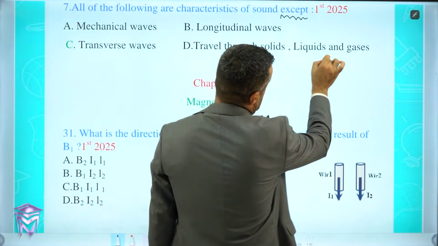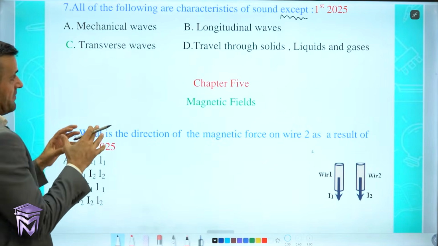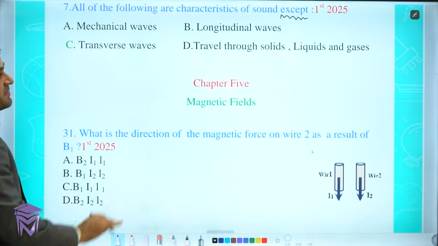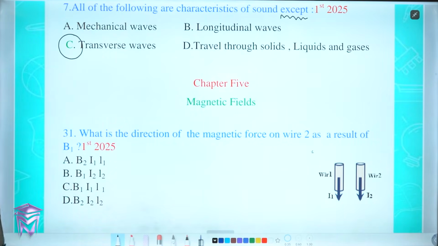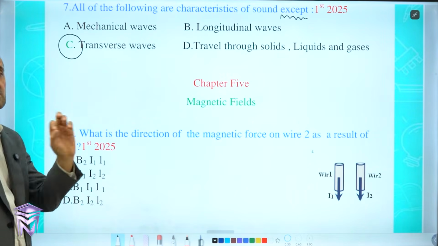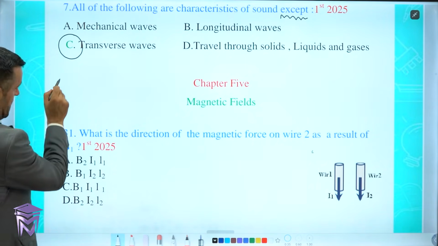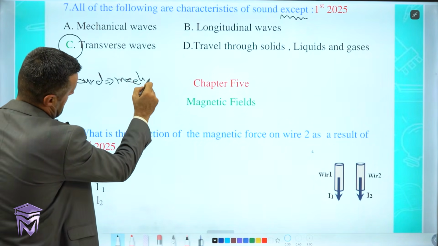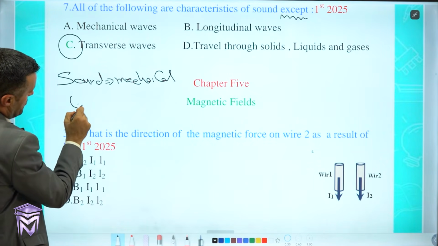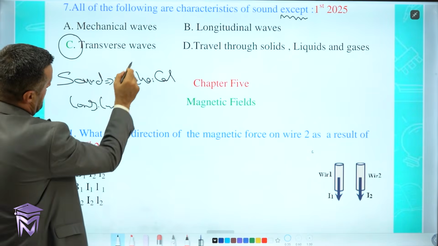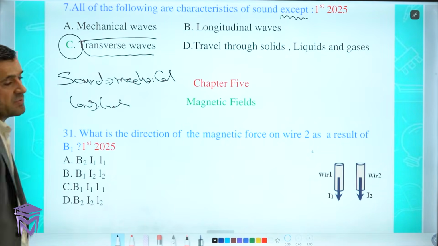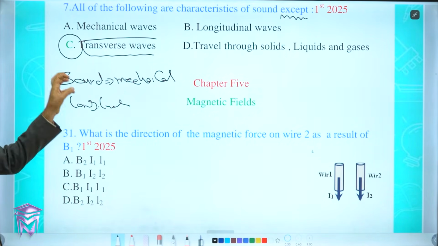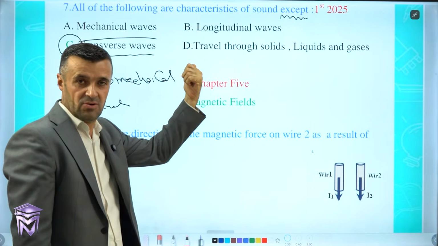Travels through solids, liquids, and gases. It's correct, but we have to select the opposite. C, transverse waves. We have to select option C. Why? Because sound is not a transverse wave. We know that sound is a mechanical longitudinal wave. But option C says transverse wave, it's incorrect. Therefore, option C is the correct answer according to this question. Okay? Thank you.